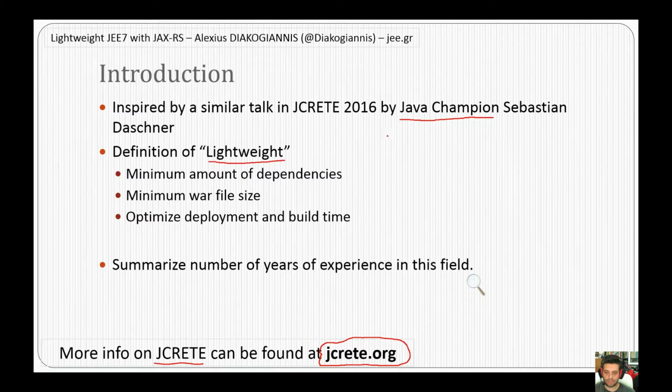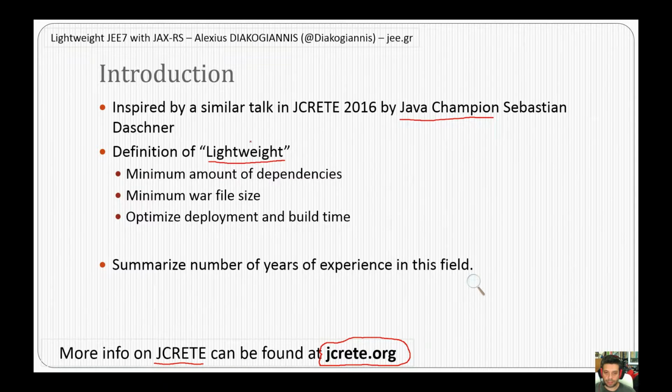Anyway, I had the opportunity to see a talk from the Java champion Sebastian Daschner that was talking also about lightweight JEE7. But what is the definition of lightweight? The definition of lightweight is that we will create an application that will require the minimum amount of dependencies. This will result in a WAR file, not a blown up EAR file, that will have the smallest file size. This is ideal, for example, for web services because it can move quickly through machines and through clouds, and it can be deployed in almost no time.